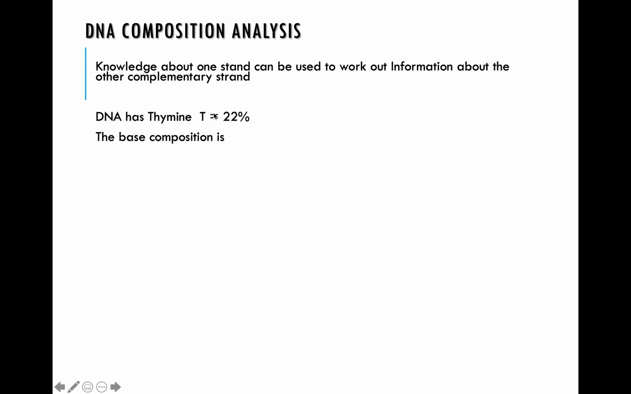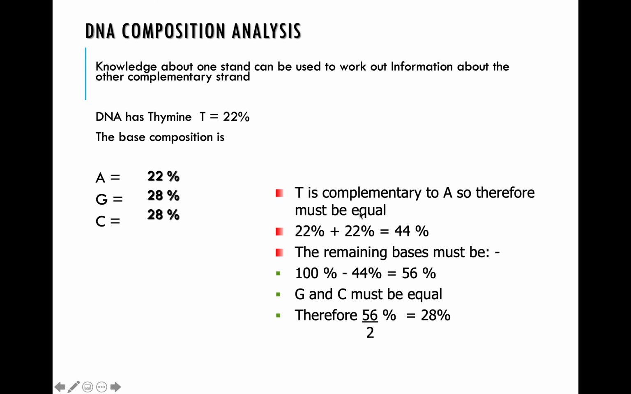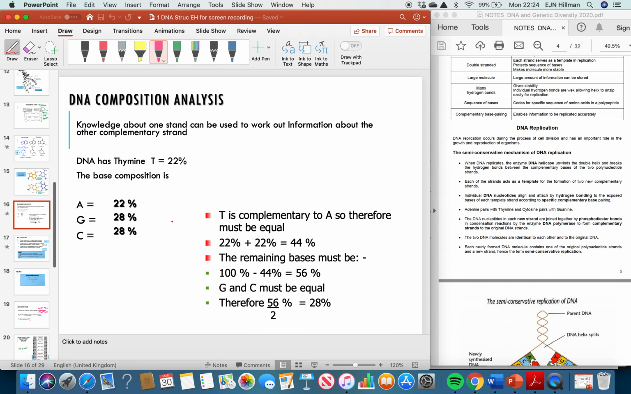So if we know that DNA has thymine, and that thymine is 22%, well, there must also be 22% adenine. If we know that, 22% plus 22% makes 44%. The remaining bases must be 56%. Cytosine and guanine have got to be equal because they are complementary base pairs. So 56 divided by 2 is 28%. So being given the information about just one of the bases in a double helix of DNA enables you to calculate the rest.